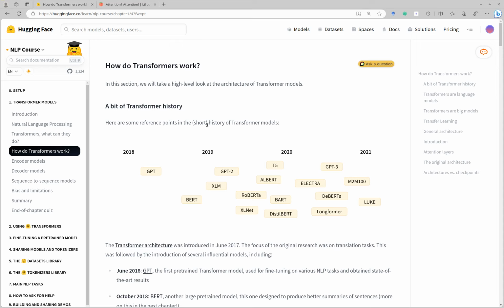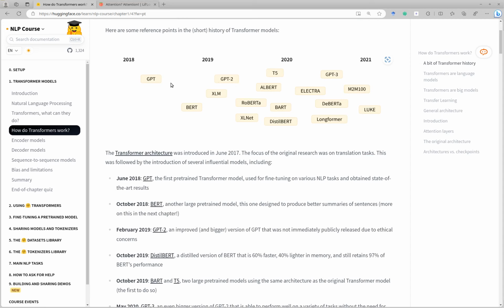So let's move on and talk about the next section, which is on how transformers work. In this article they have mentioned a bit of the transformer history. The history of the transformer dates back to June 2018, when for the first time GPT was introduced as the first transformer model.